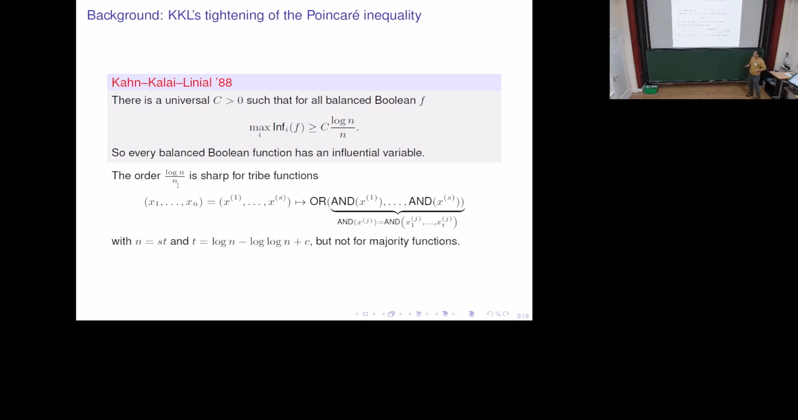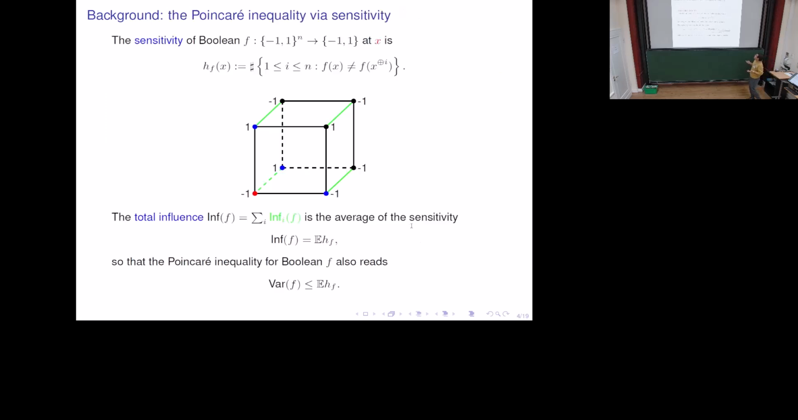So we have seen the Poincaré inequality. We know it is sharp for indicators, but we also see this KKL theorem as a tightening of the Poincaré inequality. This KKL is sharp for the tribes function. Also, you can check that it is not sharp for the majority function. So, although these two inequalities are sharp and have very interesting consequences, they are not optimal for most interesting examples. So maybe there is still some way to tighten this Poincaré inequality in a different way, and that is the second tightening of Poincaré that I want to recall here.